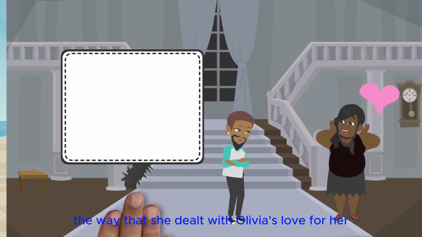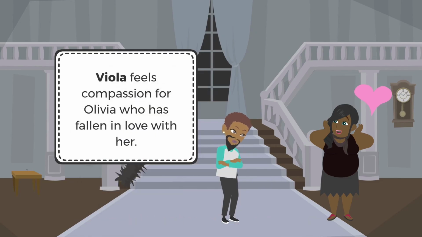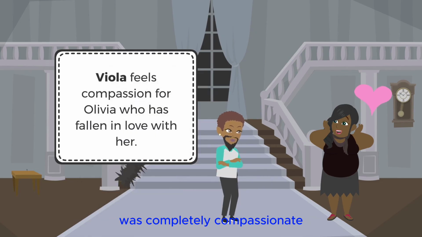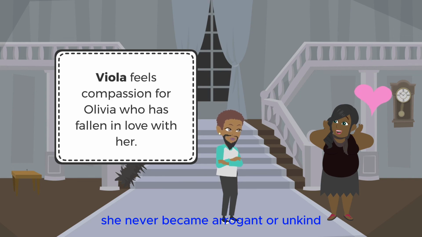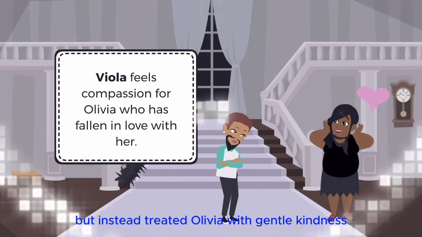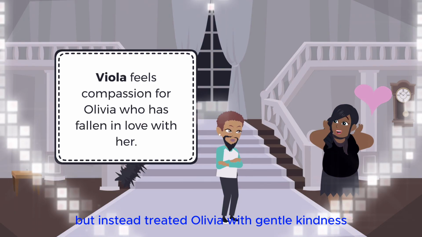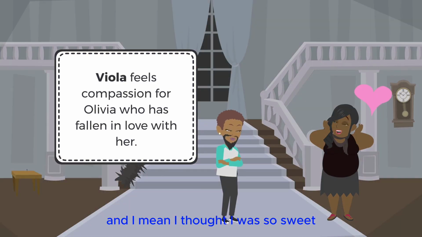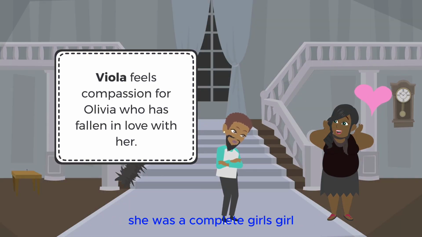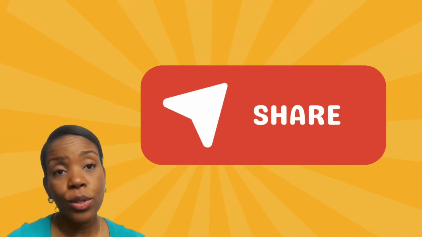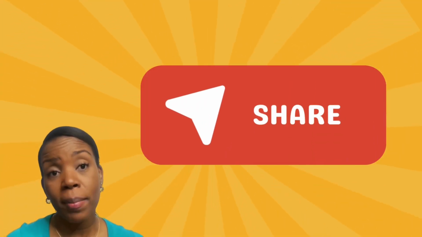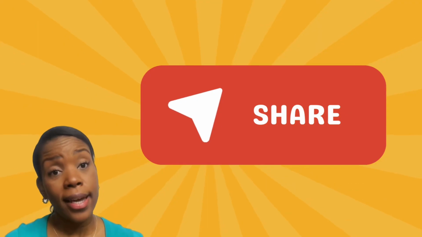The way that she dealt with Olivia's love for her was completely compassionate. She never became arrogant or unkind, but instead treated Olivia with gentle kindness. And I mean, I thought that was so sweet. She was a complete girl's girl. So those were just a few ways that you can describe and discuss Viola in your CSEC essays.